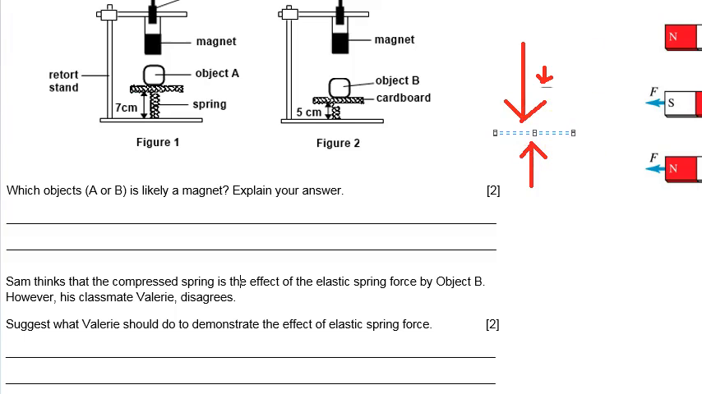Alright, so for object B, there are two forces pushing down and one force pushing up. For object A, there's one down and one up. Alright, that is why this is 5 cm and this is 7 cm.